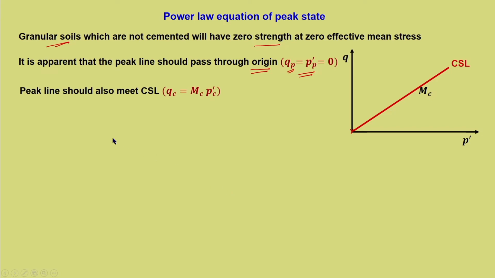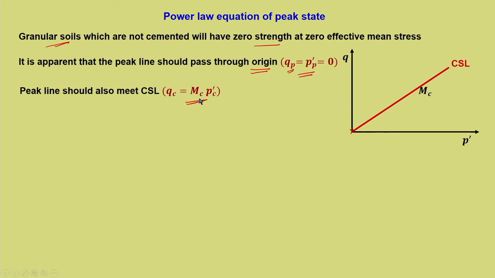We also know that on the right hand side, the peak line would also meet the critical state line. It cannot go on and on. So, it will meet at the critical state line where the dilation gets suppressed and the peak behavior is no more possible, a peak gets suppressed, and that is qc equal to Mc p'c, where it meets the critical state line.